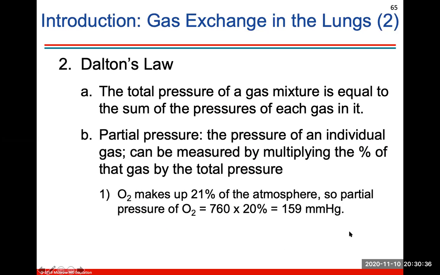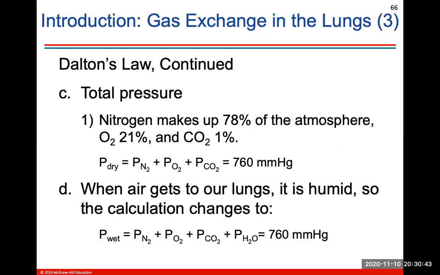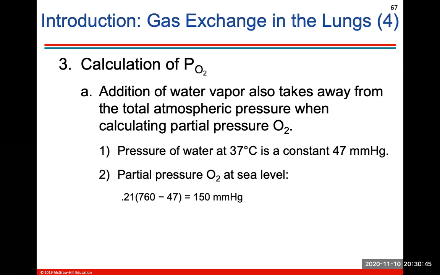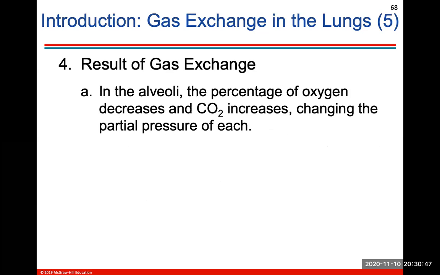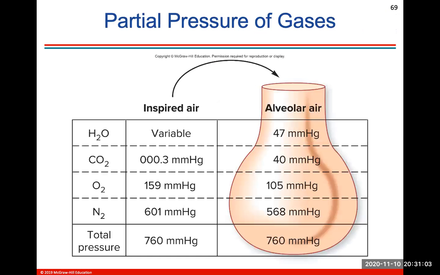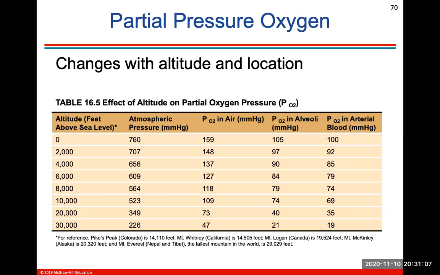Dalton's law explains how the total pressure of a gas mixture is equal to the sum of the pressures of each gas in it. I'm going to skip over some of the Dalton's law calculations because I won't ask you guys to calculate partial pressures. But the result of gas exchange is basically in your alveoli, the percentage of oxygen decreases, carbon dioxide increases, which will change the partial pressures of each, which just allows your oxygen and carbon dioxide to diffuse naturally either into the capillaries or back into the lungs.